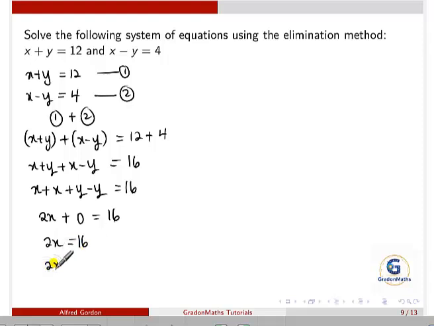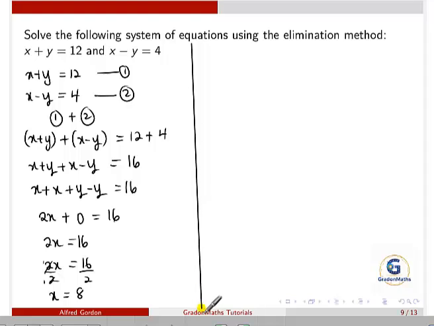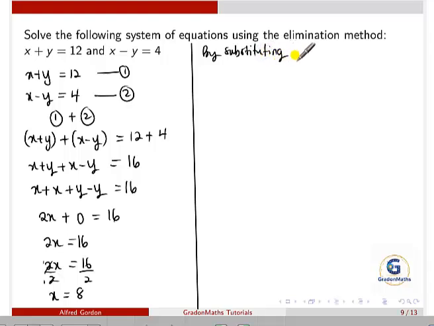We can divide both sides by 2 here. So this by 2 and the other by 2. Now 16 divided by 2 will give us 8. So this is the value of x. So let's go ahead and find the value of y by doing a substitution. By substituting x is equal to 8 into equation.